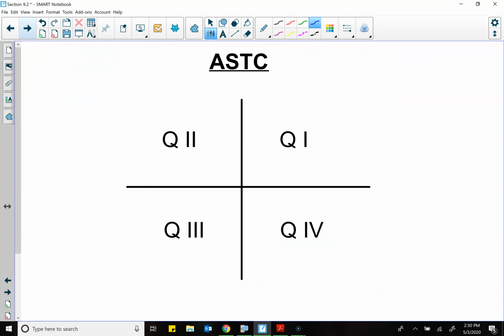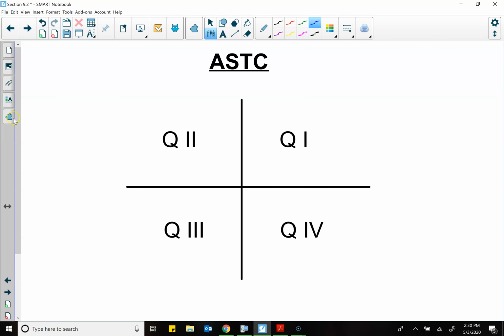So right here, this ASTC. What I'm talking about on this one is I'm going to give you an acronym so that you can know the signs of your trig functions, because this is going to be very, very important. Because you're not always going to have a picture of where your trig functions are at, and you should know the signs of them. And this is also going to be important for some other questions later on when we just talk about trig functions and whether they're positive or negative.